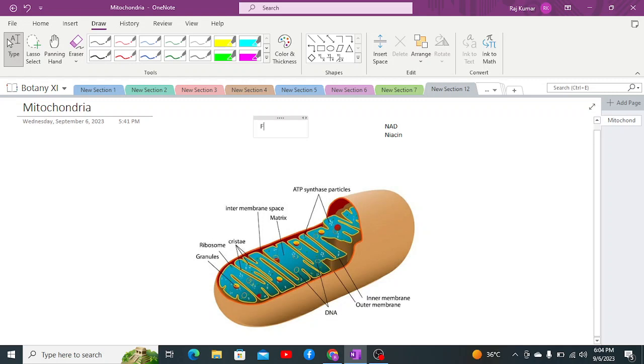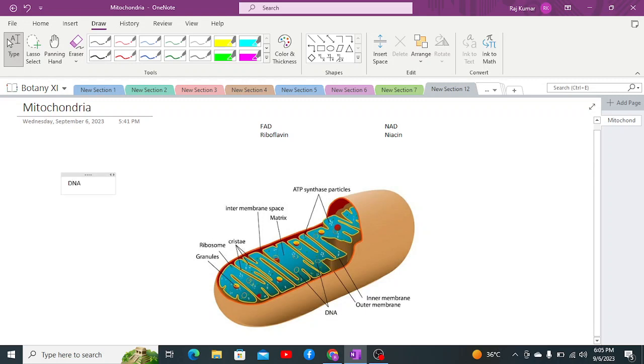And similarly, there's FAD, flavin adenine dinucleotide, in which the flavin nucleotide joins with the adenine nucleotide, and both combine together by a phosphoester bond, collectively forming the dinucleotide known as flavin adenine dinucleotide. It contains flavin, which is derived from riboflavin, which is vitamin B2.